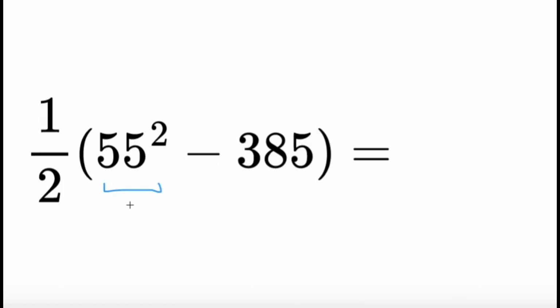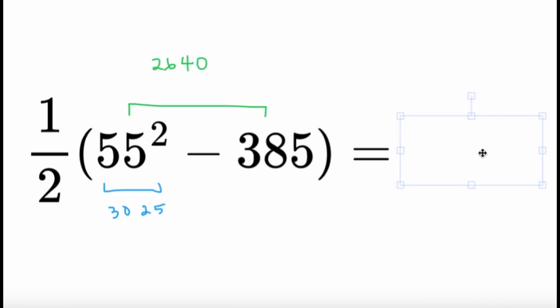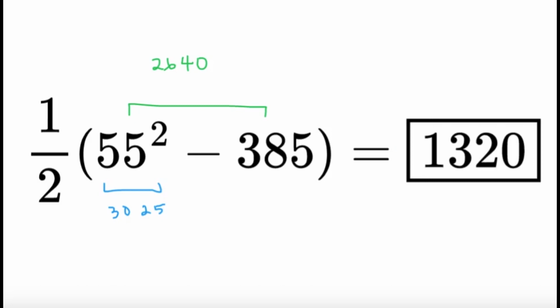Now 55 squared is 3025, and 3025 minus 385 is equal to 2640. So 1/2 of 2640 is going to give us the final answer of 1320. And this will be our final answer.